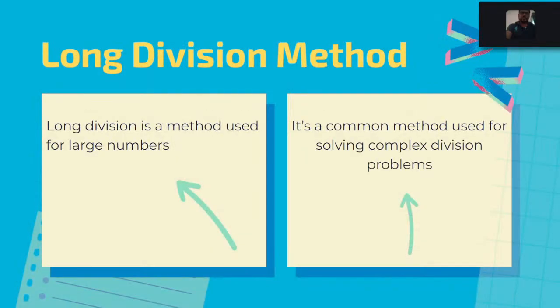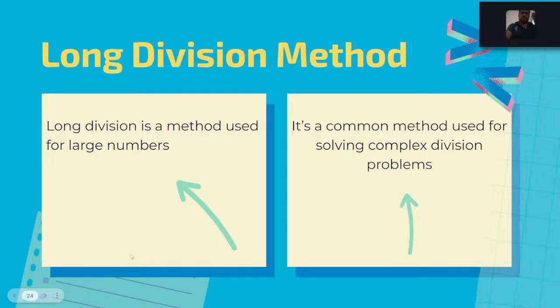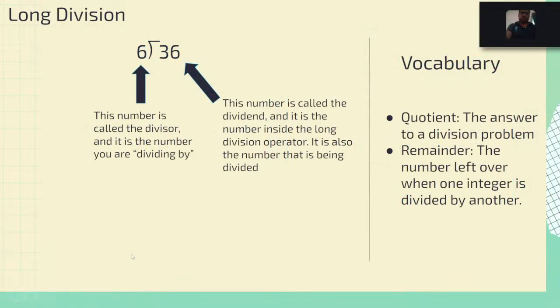Now, let's move on to the long division method. Long division is a method used for very large numbers. It's a common method used for solving complex division problems. Let's take an example. We have 36 divided by 6. This right here, let me laser your pointer. This symbol is the symbol for long division.